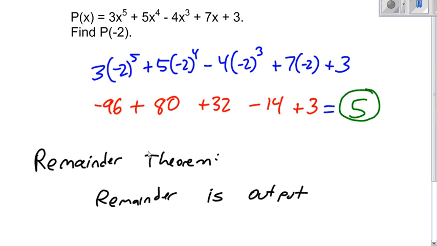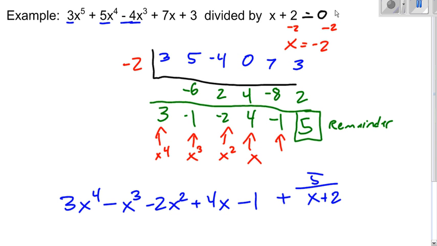But you do need to remember that when we're talking about the output, it's the output for when you solve what we're actually dividing by. So if we're dividing by x plus 2, it's the output for negative 2. It's the output for the thing that we are doing our synthetic division with.